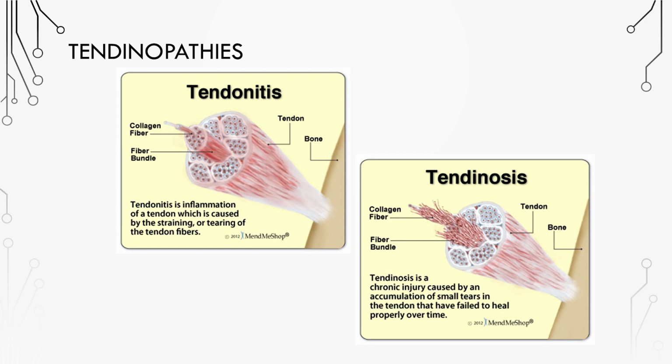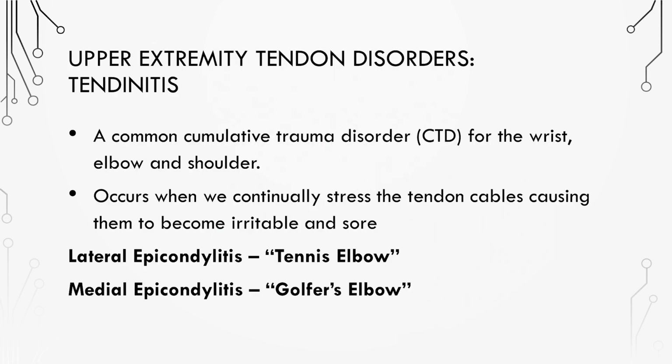On the other hand, tendinosis reflects a chronic manifestation where recurring minor tears and partial healing happen over time, exacerbating the damage. This is what we label as a cumulative trauma disorder, often witnessed in the wrist, elbow, and shoulder due to repetitive forceful activities. Taking a specific look at lateral epicondylitis, commonly referred to as tennis elbow, and medial epicondylitis, which we term golfer's elbow, these conditions are typical examples of a tendinopathy.